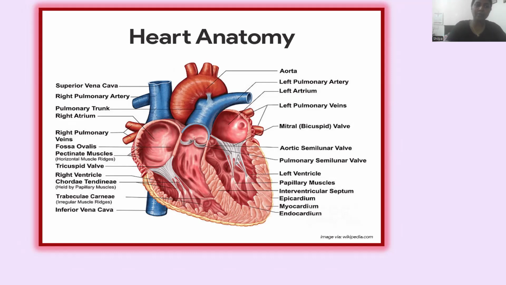So the endocardium lines the chambers and valves of the heart. It's a thin, smooth membrane, which helps for the smooth flow of blood, and it consists of flat epithelial cells and continues with the endothelial lining of the blood vessels. Here you can see the superior vena cava, aorta, left pulmonary artery, pulmonary trunk, and right atrium, each part marked for you, easy to understand.